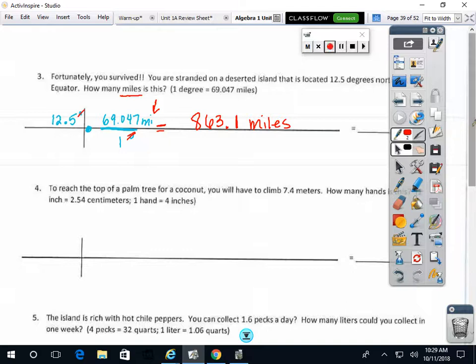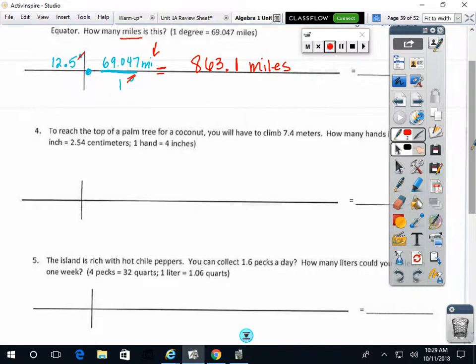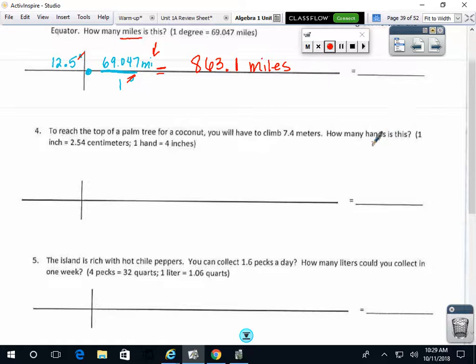Okay, number 4 says to reach the top of the palm tree for a coconut, you will have to climb 7.4 meters. How many hands is this? So they're basically asking how many times will your hands go up the tree to get to the top if you're climbing 7.4 meters. And then they give you some information. 1 inch is 2.54 centimeters. 1 hand is approximately 4 inches, okay?